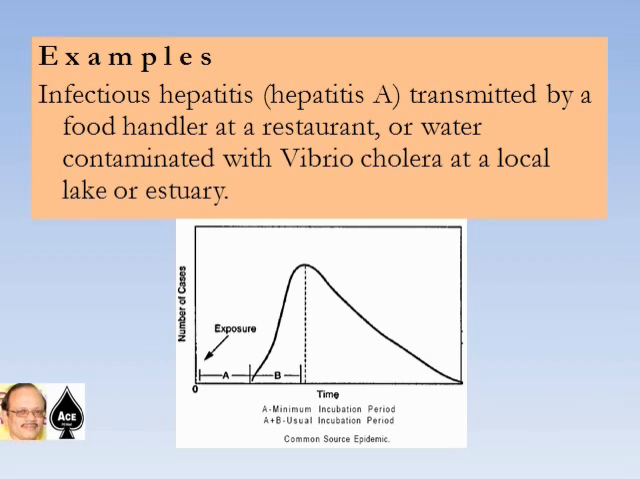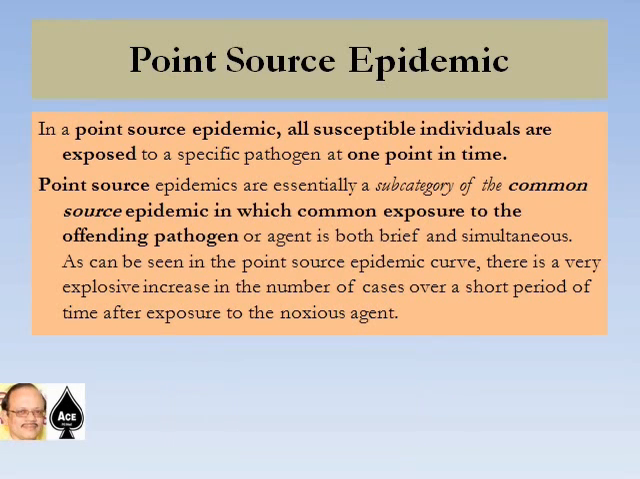An example is shown in the figure: infectious hepatitis, or hepatitis A, transmitted by a food handler at a restaurant, or water contaminated with Vibrio cholerae at a local lake or water source. Here the number of cases is shown on the vertical axis and time on the horizontal axis, and the points of exposure, the duration AB, and the curve are shown. A is the minimum incubation period, A plus B is the usual incubation period, and the curve shows a unimodal distribution in a common source epidemic.